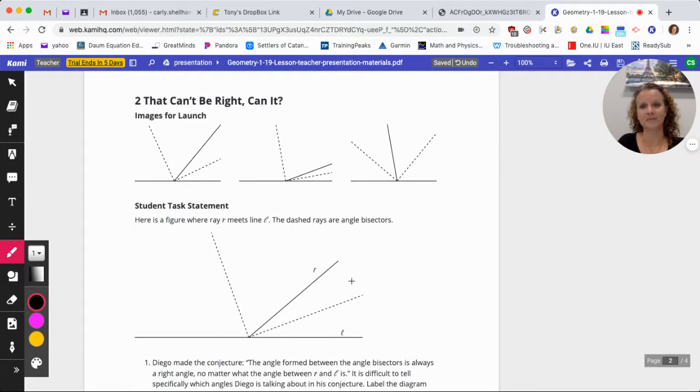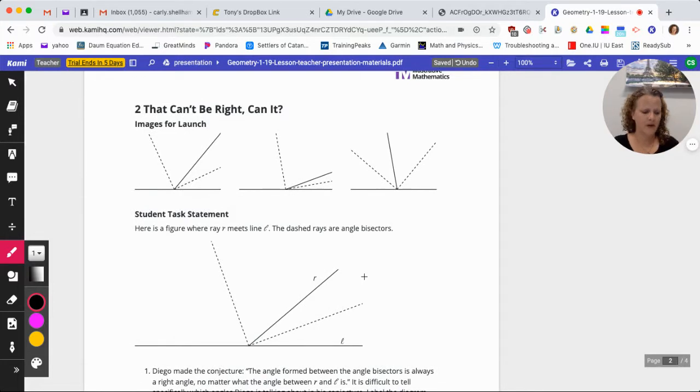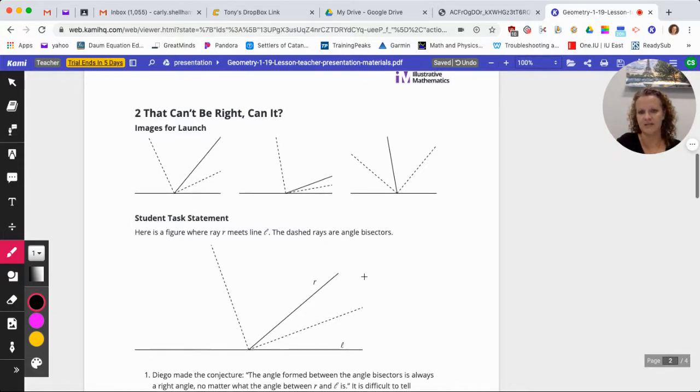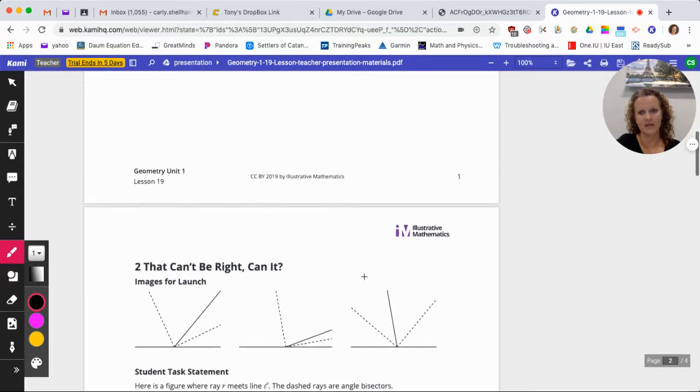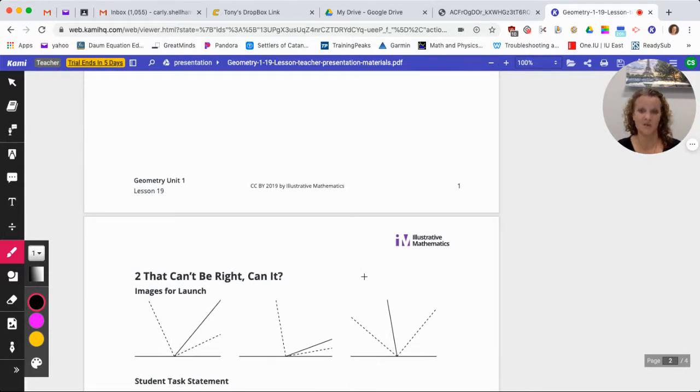Okay. So now we're going to lead this into an actual lesson. So where it says right there, images for launch, I want to talk about what we see there. We're just going to talk about these. What do you notice? What do you wonder? Okay. I see solid lines and dashed lines. Easy one. I do see a horizontal line like this one in all three. So that's a line, and we know a line is 180 degrees.